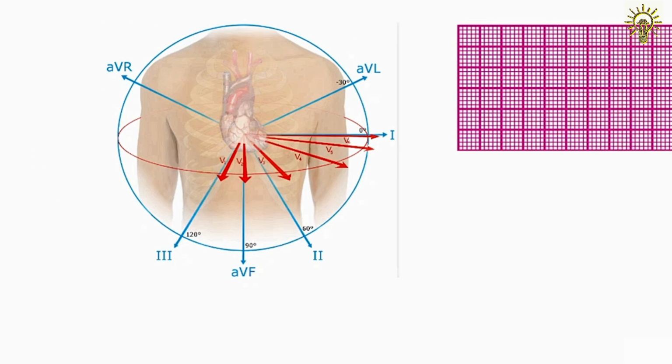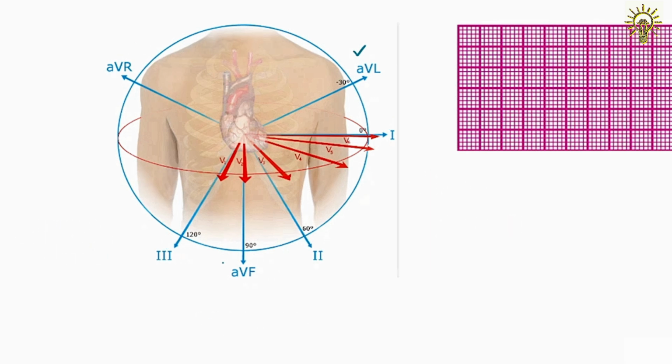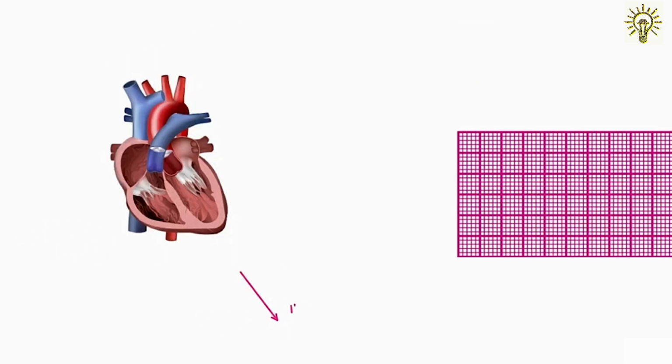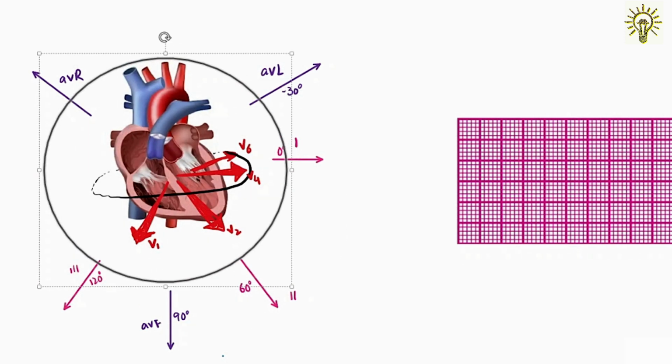From episode 1 of this chapter, we studied how various limb and chest leads are oriented around the frontal and transverse axis of the heart. The pink leads of lead 1, 2 and 3, and purple for augmented leads AVL, AVF and AVR, make the frontal axis. The red colored chest leads from V1 to V6 are in the transverse axis to the heart.